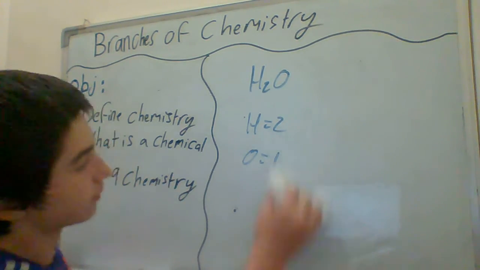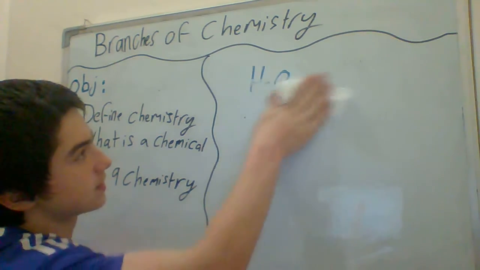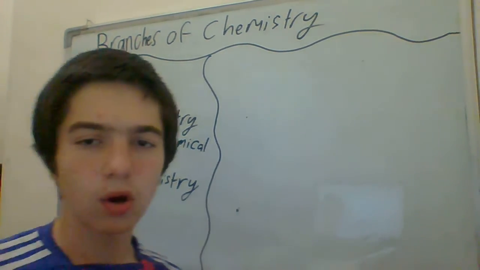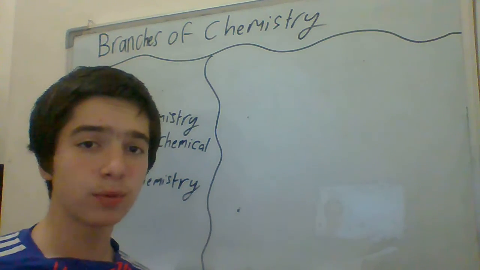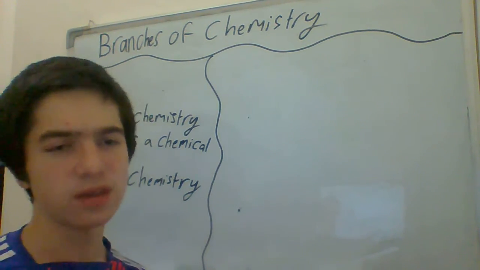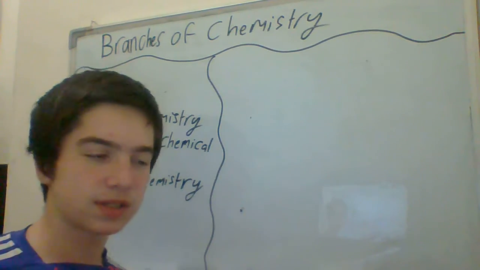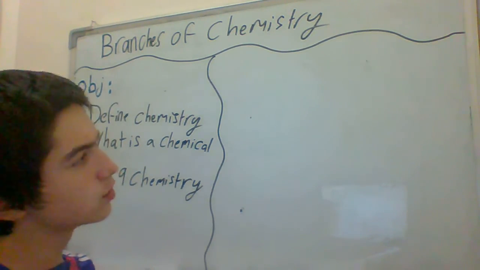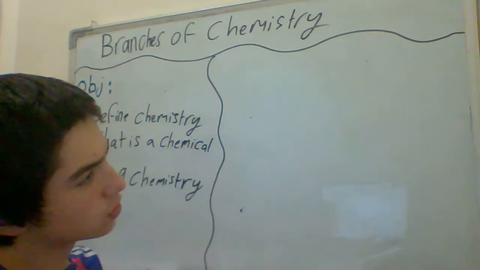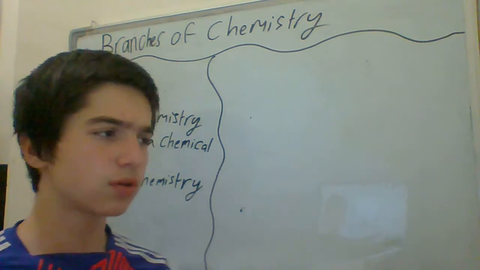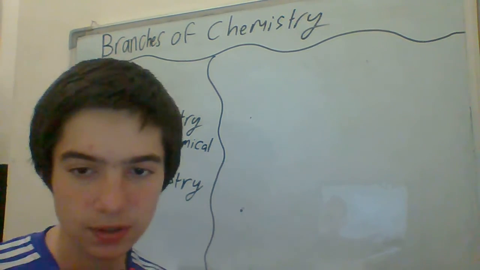Now another field of chemistry is theoretical chemistry, which is the use of mathematics and computers to study a theory. It's a little bit hard to understand, but simply, if you have a theory, you use mathematics and also computers to understand what that theory is about, so you can explain it.